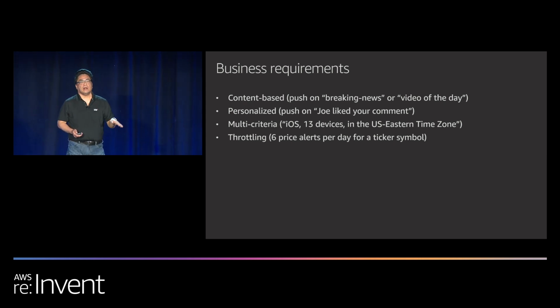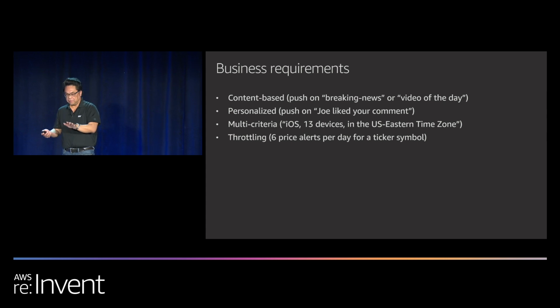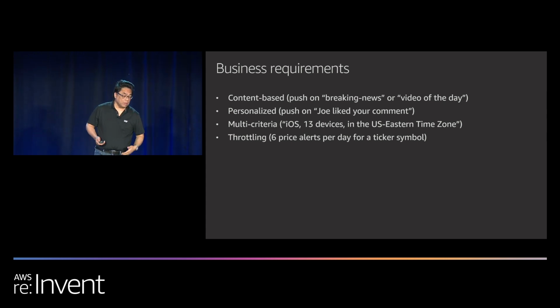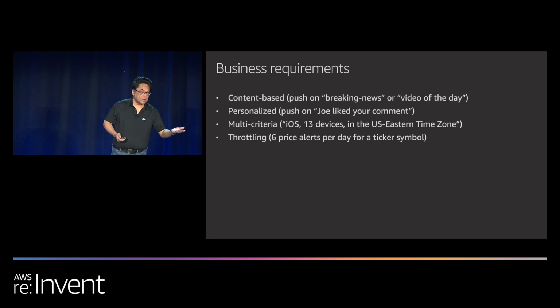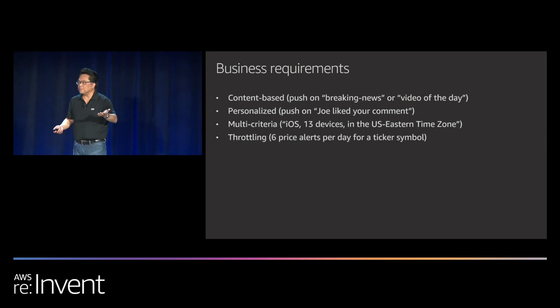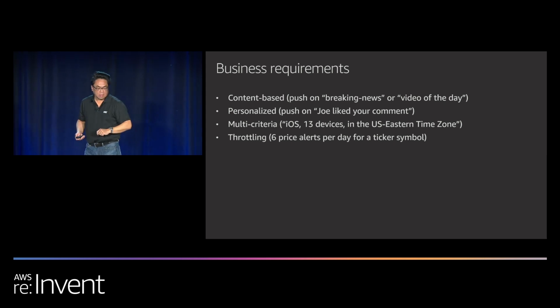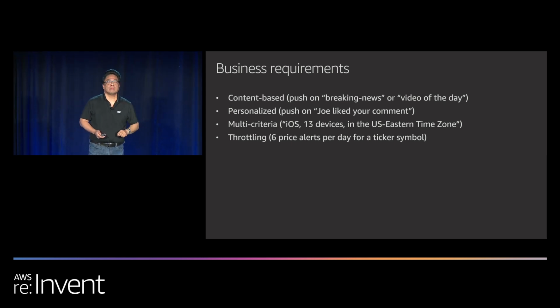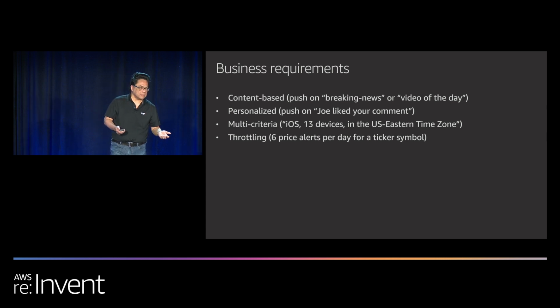The third is multi-criteria. Our editors really, really need an easy way to target push notifications to segments of users. So in this example, we gave them a feature that they can target push notification to iOS 13 devices in the US Eastern time zone. It's so flexible. And the fourth is throttling. We are very, very conscious of not spamming push notification to our users. Therefore, we afforded our brands a mechanism to control the push notification pace or rates.